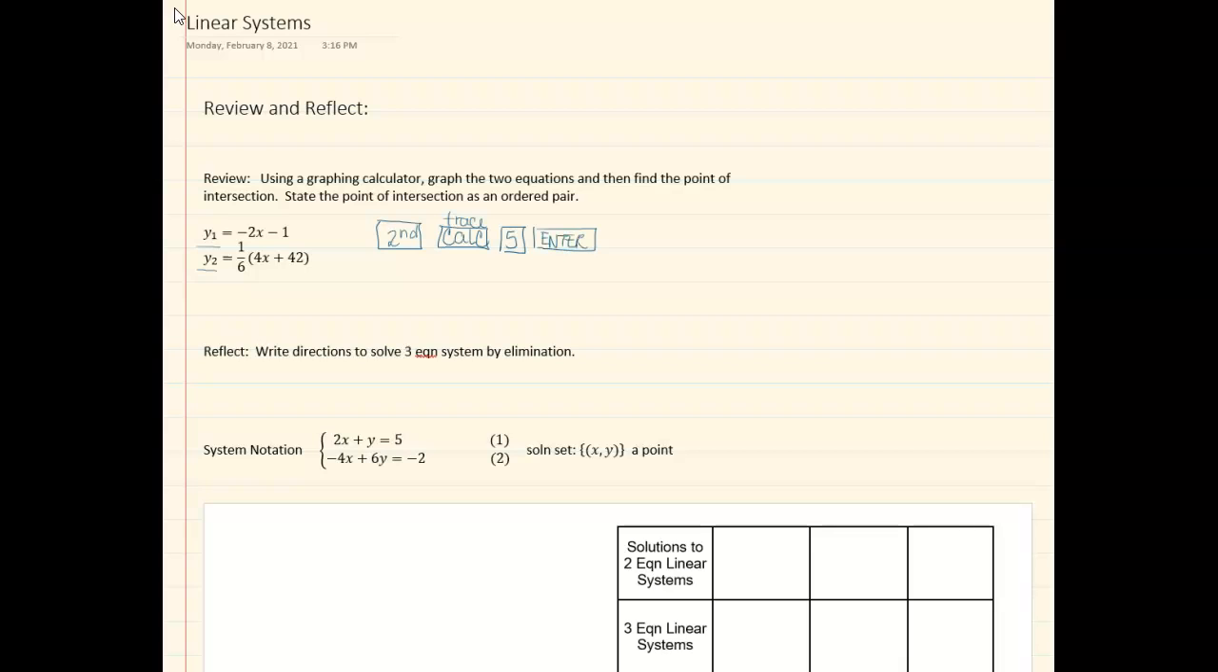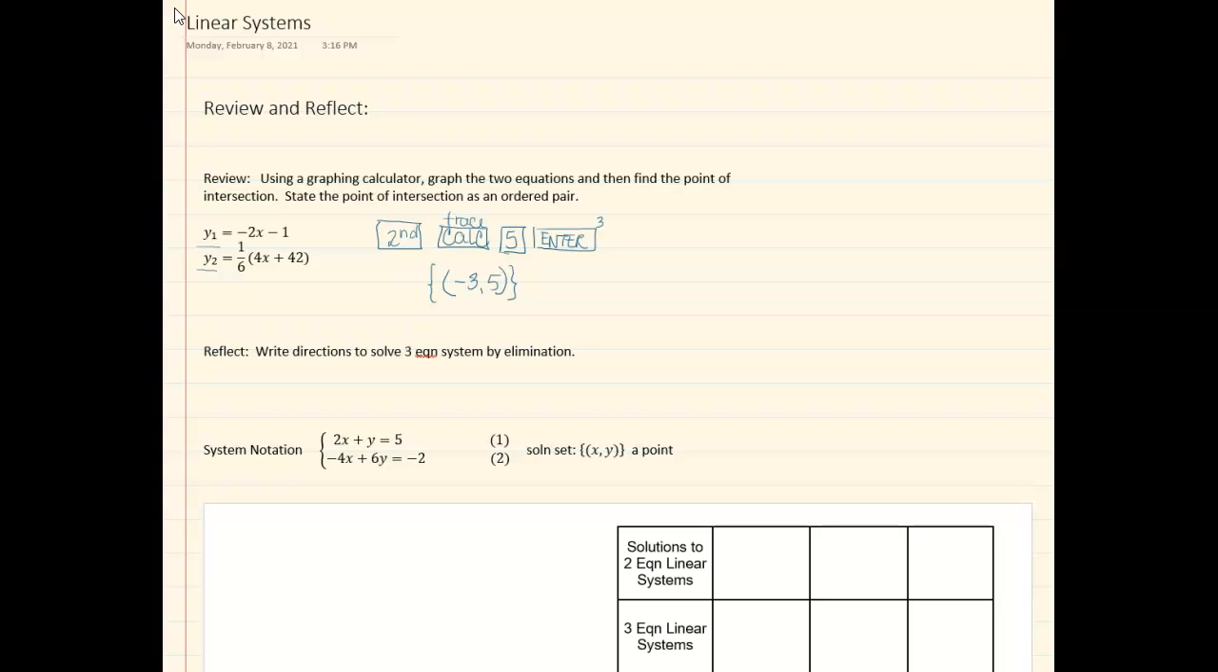What it's doing is asking for the intersection, that's what the 5 says, and then it's asking for the first equation, the second equation, and then to take a guess. You can guess or not, but either way, when you push enter, it will give you the result that the point (-3, 5) is the point of intersection. If we want to see it as a solution set, don't forget to put it in curly brackets as a solution set.